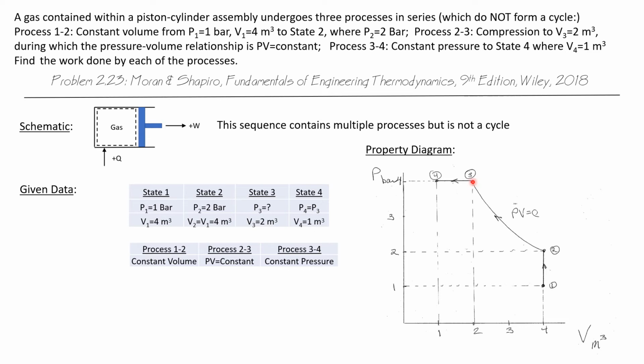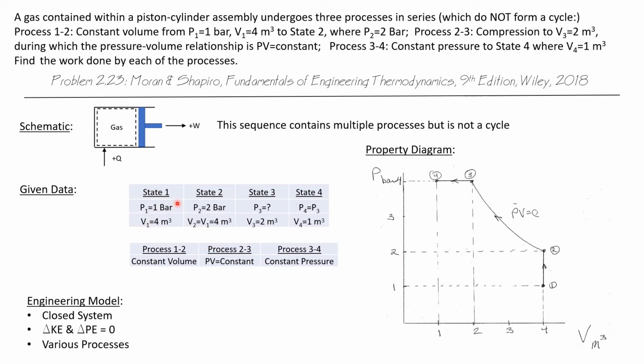And finally, the process 3-4 is a constant pressure process ending at a volume of 1 cubic meter. So we can draw that as a horizontal line on our PV diagram. So the only thing unknown about this diagram is the pressure at state 3 or state 4. We know they're identical, but we don't yet have a value for them.